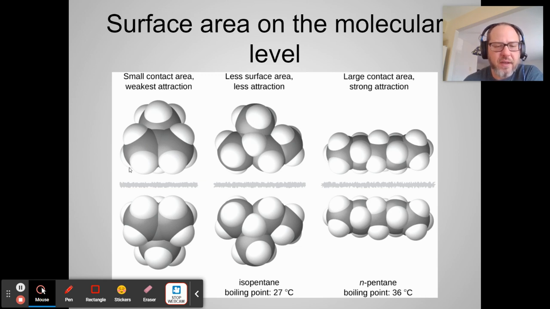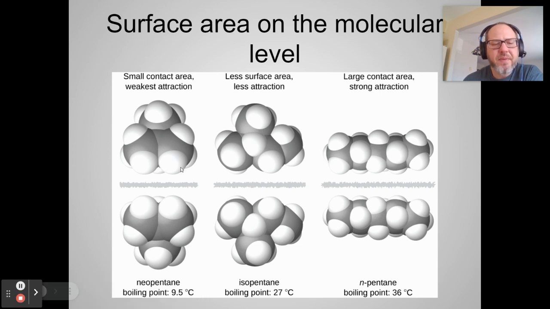So if you have, these are all pentane, right? Let's see if I can move this. Can I move this? Can't move this. There we go. We have neopentane, which is pentane like in a ball, right? And then you have isopentane, which is pentane that's branched. And then you have normal pentane, which is pentane that's not branched, right? All linear. When it's linear like this, it has the most opportunities for intermolecular attractions because there's more surface area to come in contact with other surface areas.